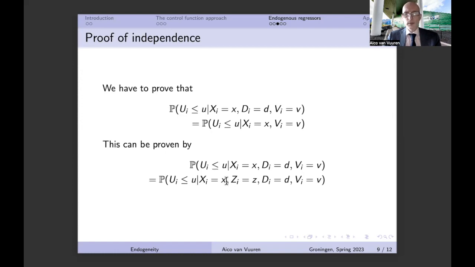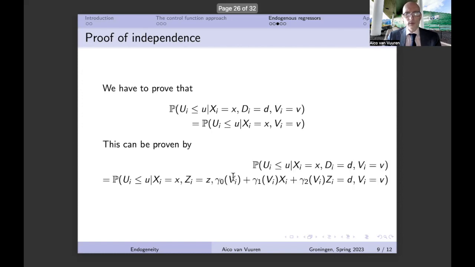Then the next thing that I'm going to do is realize that I can use here the definition of di. Di is of course equal to gamma 0 vi plus gamma 1 vi xi plus gamma 2 vi times zi. And then the next step is that this xi that we have over here is exactly the same xi that we have over there. That one is equal to little x, so therefore this thing is also equal to little x. We can do exactly the same thing with respect to the z, that's equal to little z, and the v that we have over here is equal to the little v that we have over there.